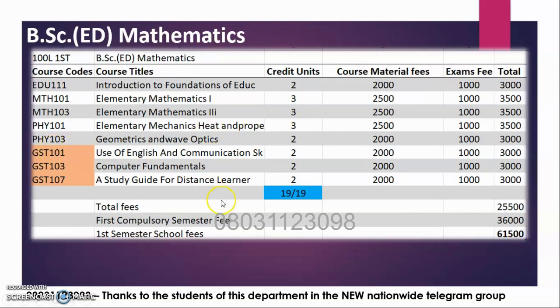Okay. Then put all of them together. Your fee for the first semester is 61,500.